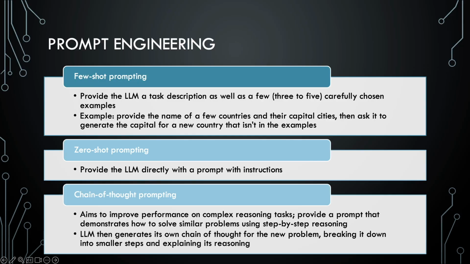Zero-shot prompting is when we provide a prompt directly to the LLM and include instructions as part of the prompt. Chain of thought prompting can be used to improve an LLM's performance on a complex reasoning task. In chain of thought prompting, we provide a prompt that demonstrates how to solve similar problems using step by step reasoning. The LLM will then mimic our thought process using its own chain of thought for the new problem, breaking it down into smaller steps and explaining its reasoning.